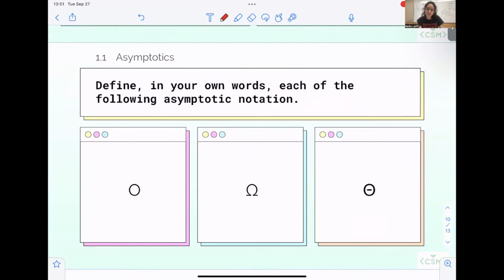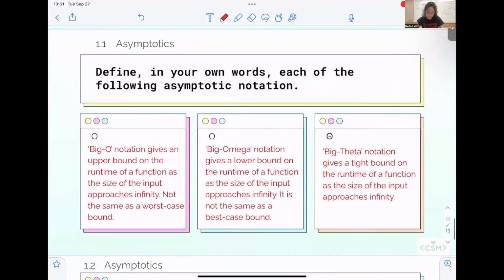Okay, so now it is your turn. Define in your own words each of the following asymptotic notations. Okay, and now I will go over it. Big O notation gives an upper bound on the runtime of a function as the size of the input approaches infinity, not the same as a worst case bound. Big omega notation gives a lower bound on the runtime of a function as the size of the input approaches infinity. It is not the same as a best case bound. Big theta notation gives a tight bound on the runtime of a function as the size of the input approaches infinity.